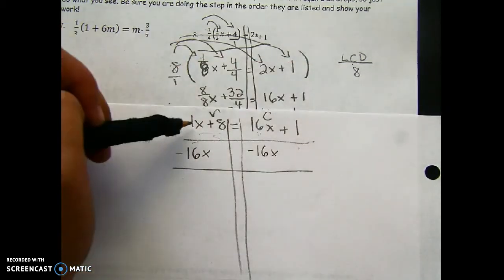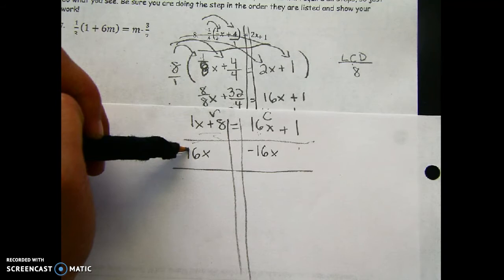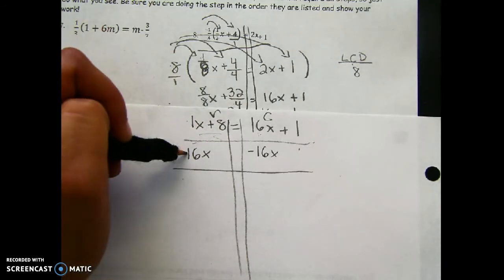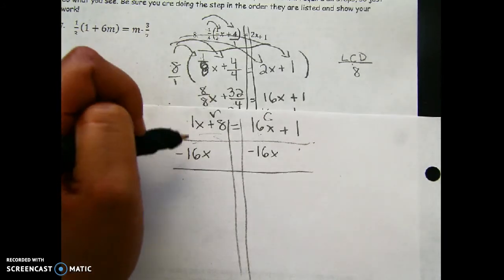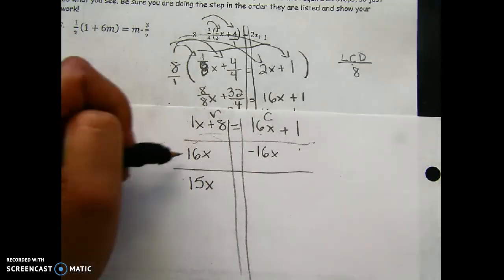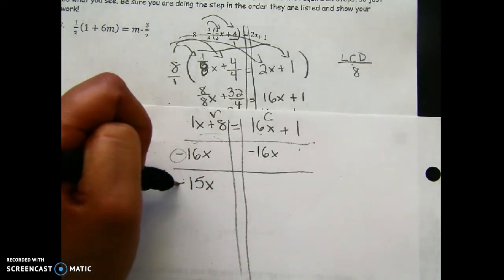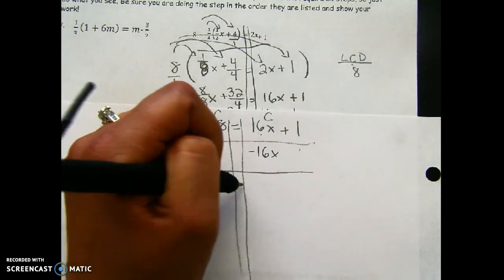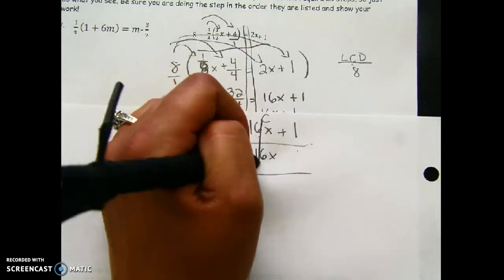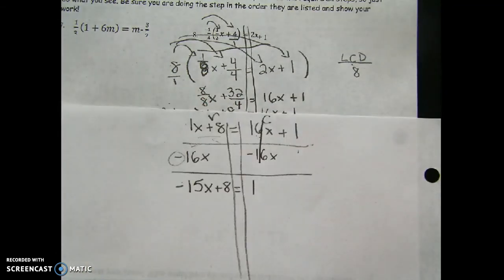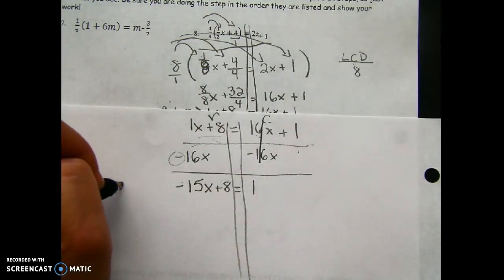Please pay attention that I line these two up. That is because they are like terms. I have a positive and negative number, so I am going to subtract. 16 minus 1 is 15x. And I'm going to keep the sign of the larger number, which is negative. I'm going to cross out my 0 pair and bring down my 1. That is now a two-step equation.